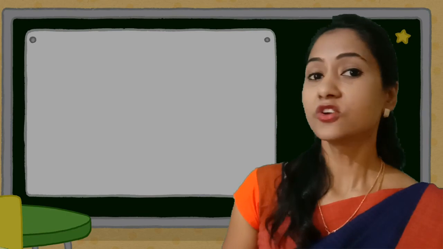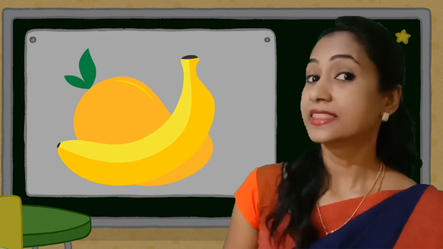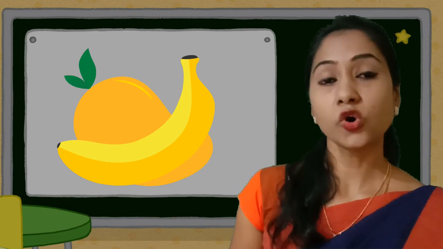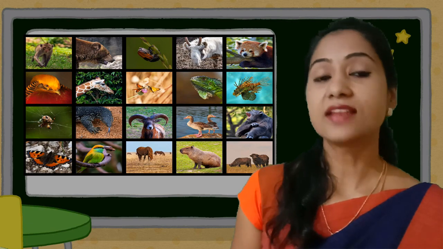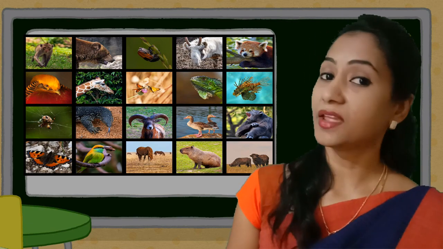Then now, can you call a mango or a banana? Will they come to you? No. Then are mangoes and bananas living things? Do they have life? Yes, they have life. They too are living things. Though both animals and plants are living things, they are different from each other in many ways.